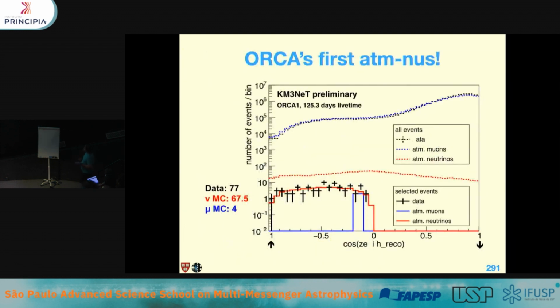They have actually already seen atmospheric neutrinos for the first time. This is a function of the cosine of the zenith angle. And you can see this is their first atmospheric neutrino observation in KM3NeT.